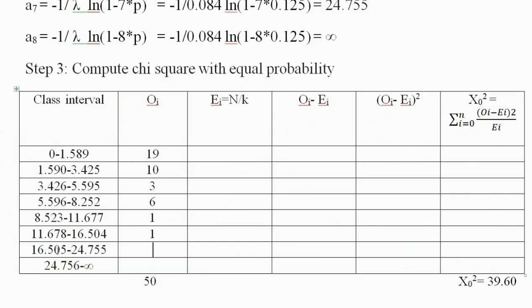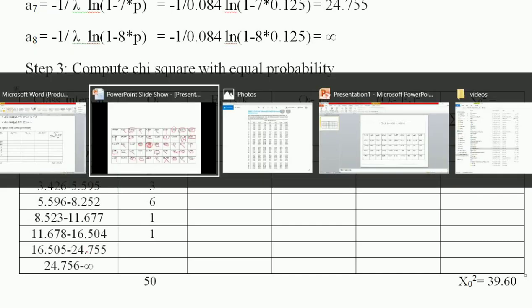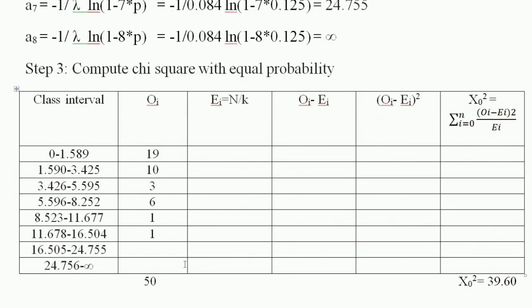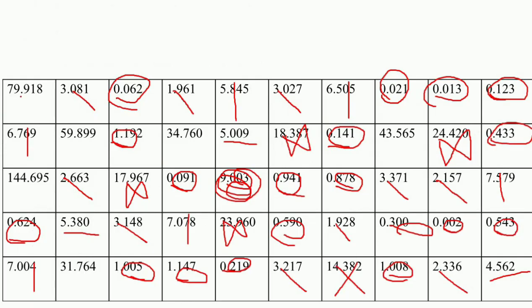Let me count the values again for the 16 to 24 interval. I'm counting it again. That is one value, 24.420, which I did previously, and now I'm continuing with the same thing. The next value is 18.387, and 17.967 is another value, and one more value is 23.960. These are the 4 values we got for this interval. So I'm going to enter the value 4 over here, and for the remaining, how many values do we have to count, that is 1, 2, 3, 4, 5 and 6.